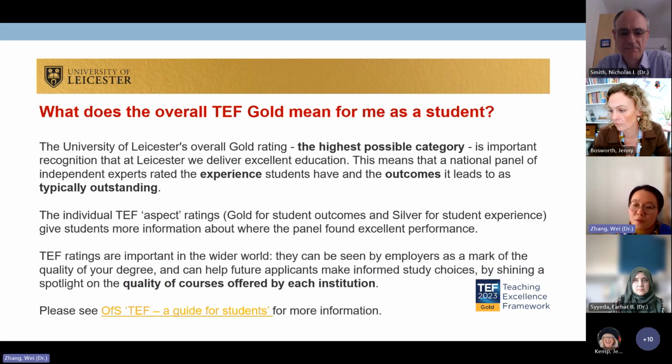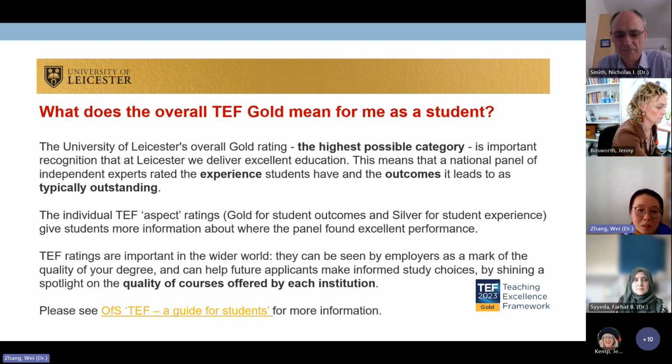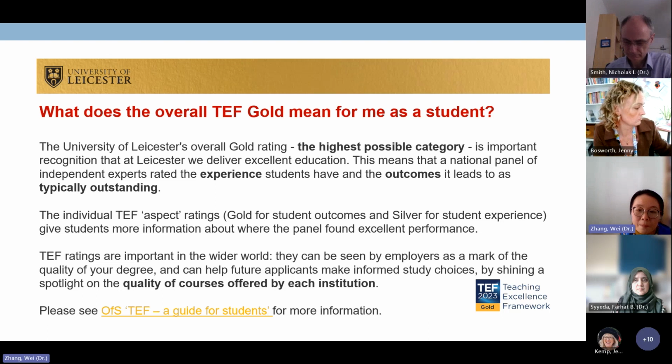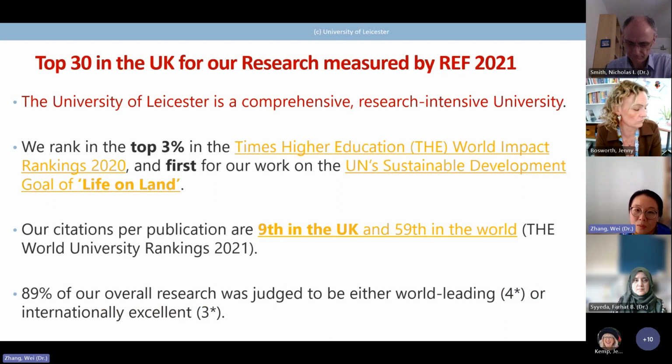So first of all, I want to inform our interested applicants that the Teaching Excellence Framework, TEF 2023, run by the Office for Students, has awarded the University of Leicester an overall Gold rating. What does the overall TEF Gold mean for our students? I want to stress that this is the highest possible award, indicating outstanding performance in both students' experience and their outcomes. From the viewpoints of employers, the Gold rating also reflects the quality of the courses offered by the University of Leicester as an institution.